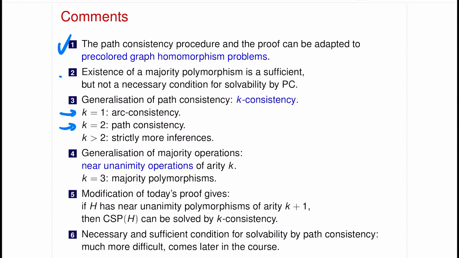Likewise, the concept of majority polymorphism can be generalized. A near unanimity operation of arity k is a function of arity k that satisfies some identities similar to the majority identities. And if you instantiate this definition with k equals 3, you get precisely back majority polymorphisms. And then the same proof that we've seen today can be used to show that if H has near unanimity polymorphisms of arity k plus 1, then the CSP of H can be solved by k consistency.